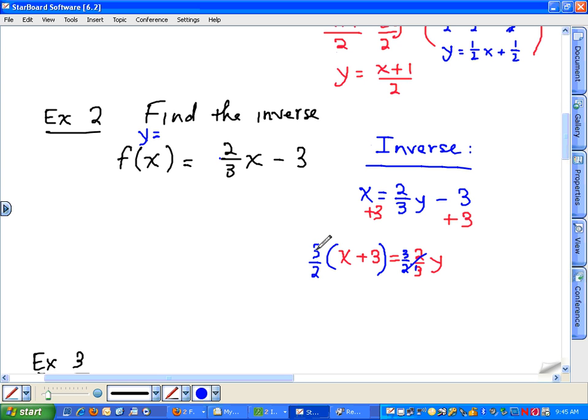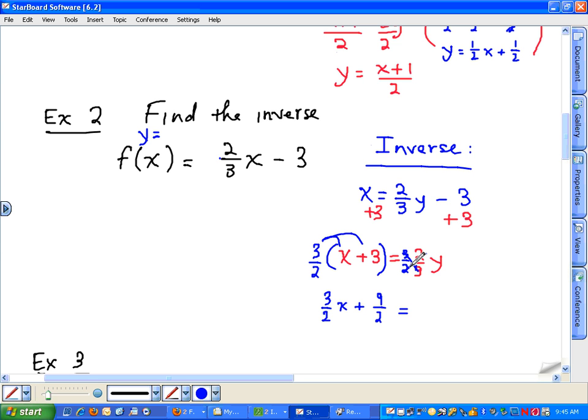So what do you normally do with a number in front of parentheses? You're going to do the same thing here. Distribute. 3/2 times x is just 3/2 x. And then 3/2 times 3 is 9/2. Now the y is all by itself, so we're done.